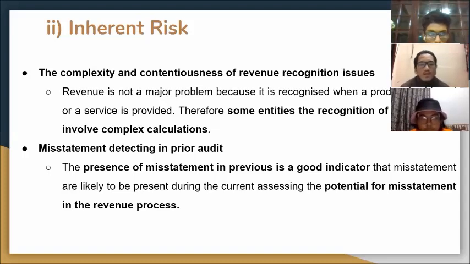Next, the complexity and the continuousness of the revenue recognition issue. Revenue is not a major problem when it is recognized when a product is shipped or a service is provided. However, for some entities, the recognition of revenue may involve complex calculations. Then, misstatements detected in prior audits. The presence of misstatements in previous audits is a good indicator that misstatements are likely to be present in the current audit, assessing the potential for misstatement in the revenue process.